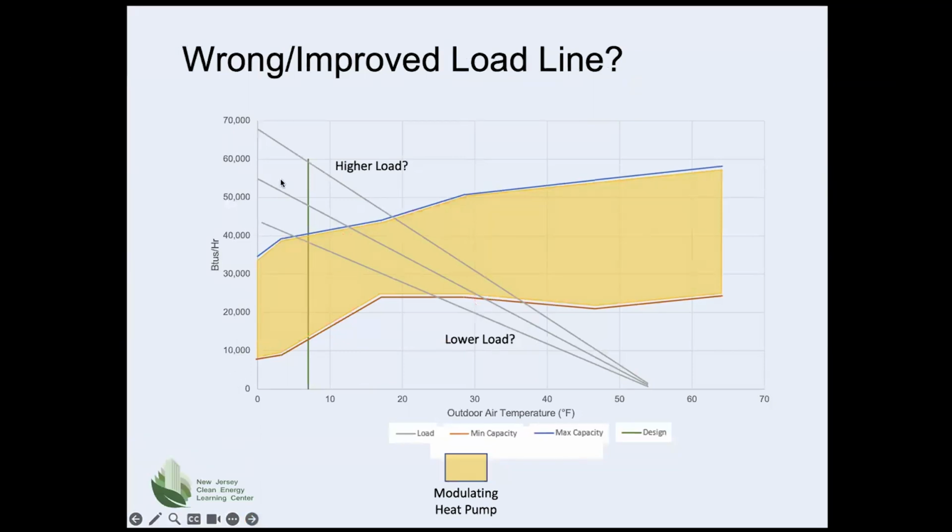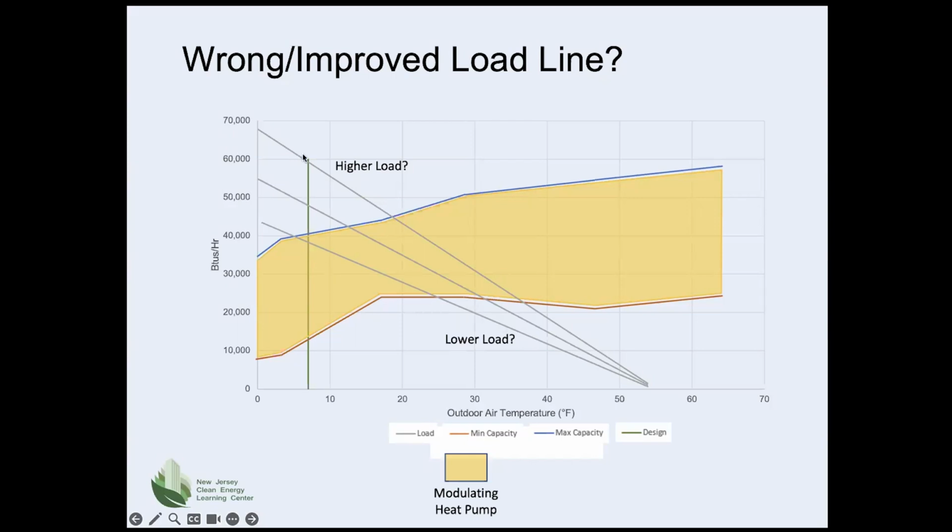Now, what does this represent? Well, here's the original load line. And if you calculated your load incorrectly and you had this higher load, the requirement here of about 60,000 BTUs, this pump would not meet that condition, but you might want to do some improvements to the home to try to lower the load at low temperatures, which is represented by this lower line.